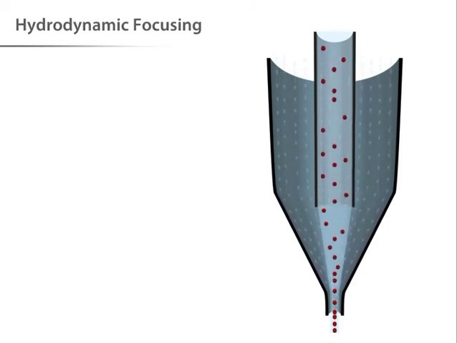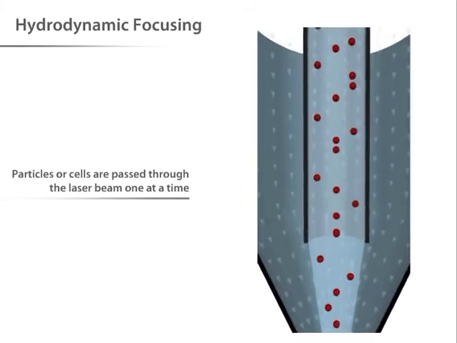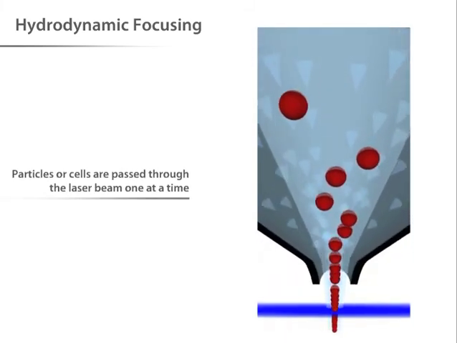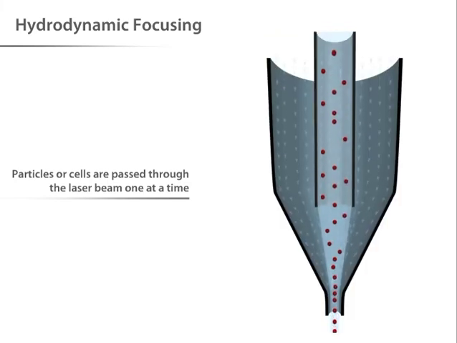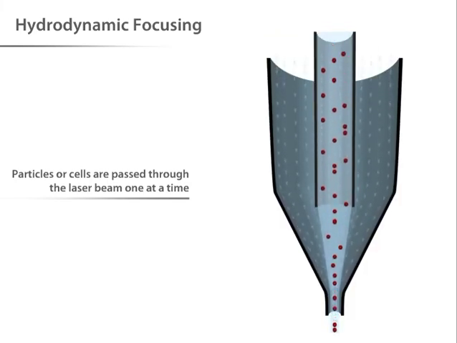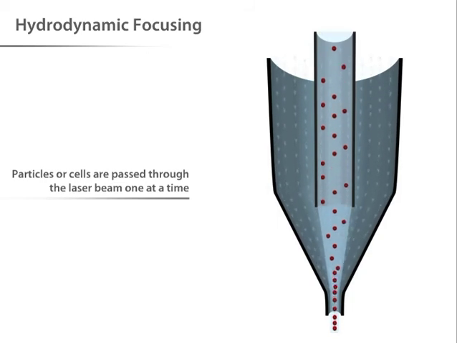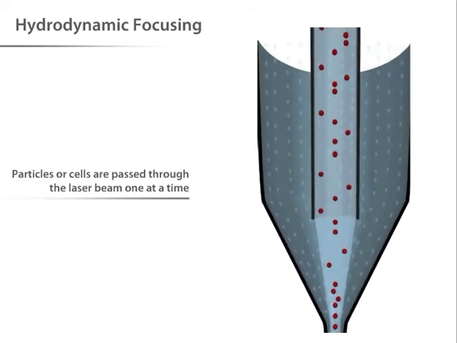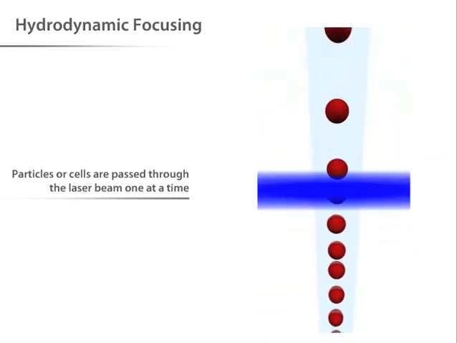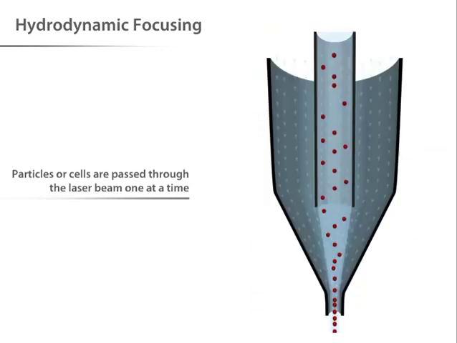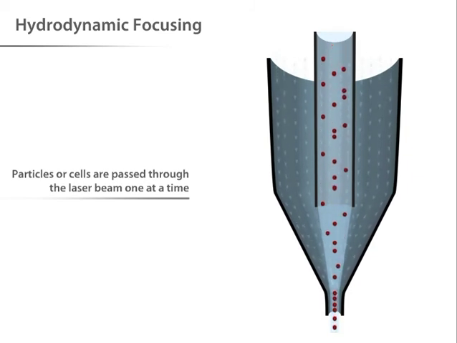For accurate data collection, it is important that particles or cells are passed through the laser beam one at a time. Most flow cytometers accomplish this by injecting the sample stream containing the cells into a flowing stream of sheath fluid or saline solution. As you can see, the sample stream becomes compressed to roughly 1 cell in diameter. This is called hydrodynamic focusing.